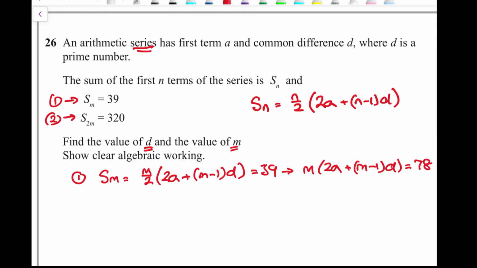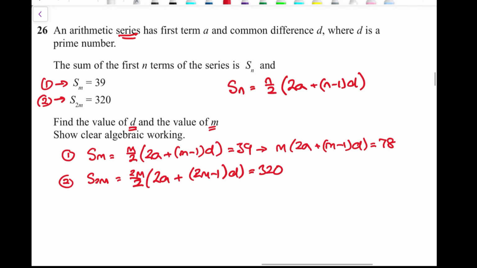So far, so good. Number 2 then tells me the sum of the first 2m terms, so twice as many terms. I'm just using the formula up here: it's 2m over 2 times 2a, where it's the same a, crucially, plus 2m minus 1 times d, and it tells me in the question that all of this is equal to 320. Now, that's given me 2 equations, which I've called here equation 1 and equation 2.